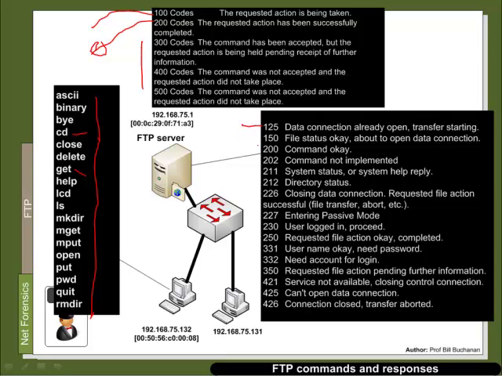So examples are 200 means that the command is okay, 202 the command not implemented, and so on. User logged in is 230. A password required is one of the 300 codes. Entering passive mode is 227.